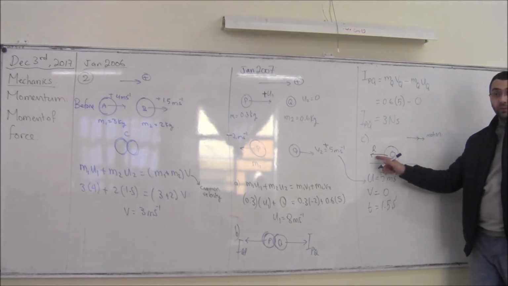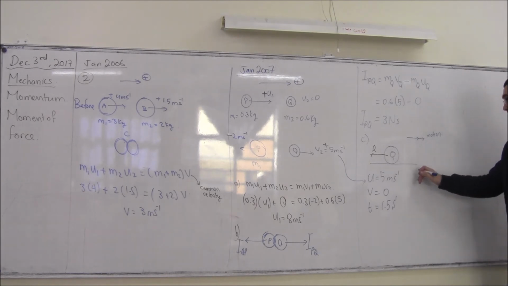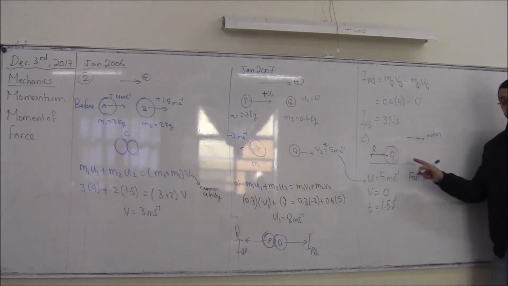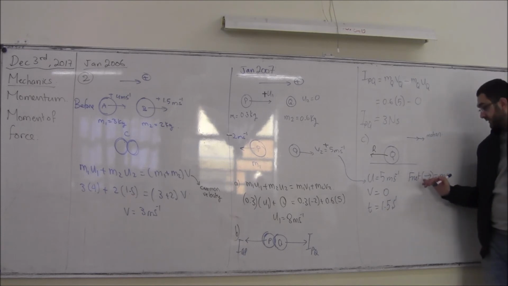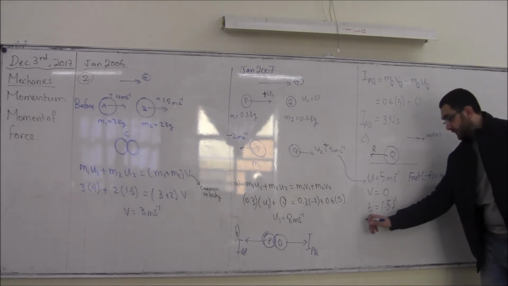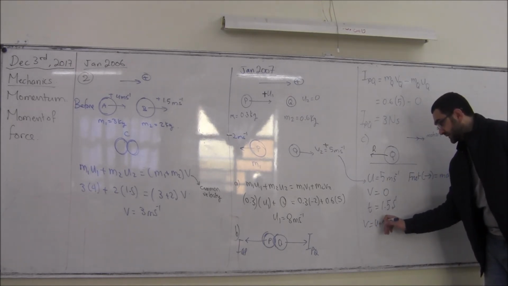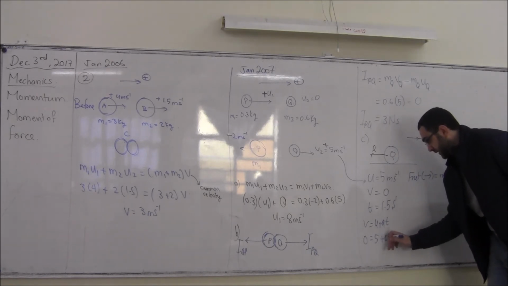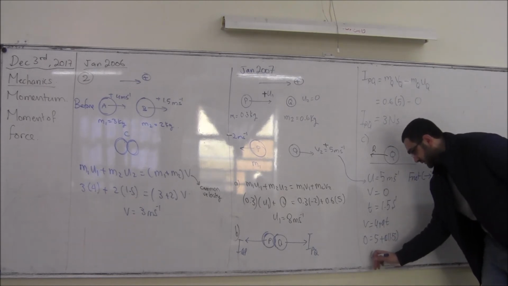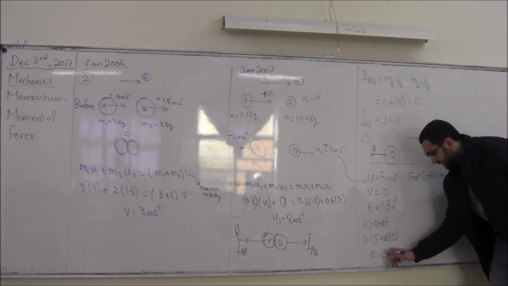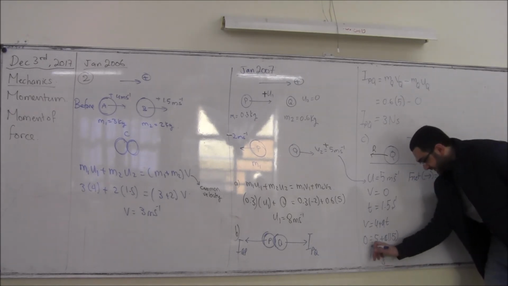Now we are asked to find R. In order to find R, I have to use what? F net equals ma. I need the acceleration. To find R, we need acceleration. I have to find it from where? Equation V equals U plus at, the simplest way. 0 equals 5 plus A times 1.5. So A equals negative 10 over 3 meters per second squared. This is A.